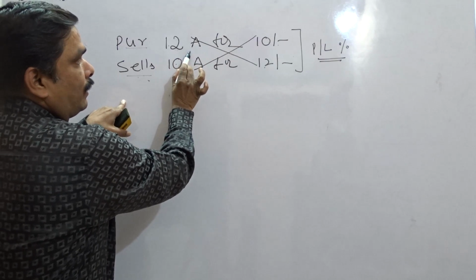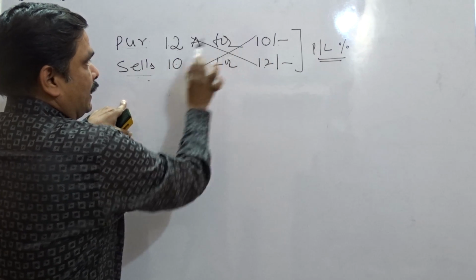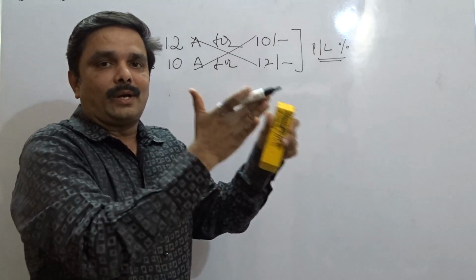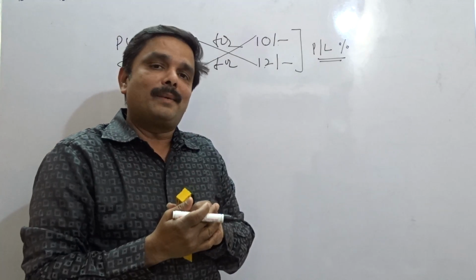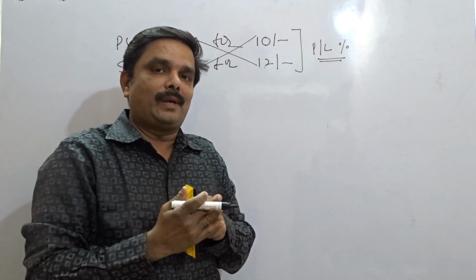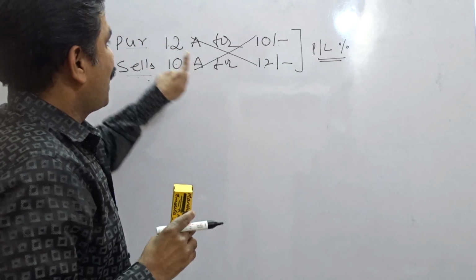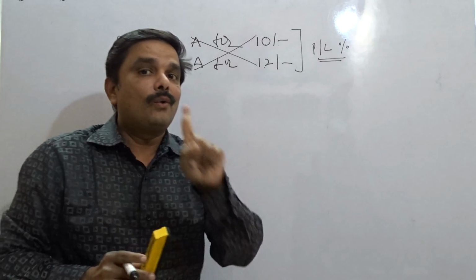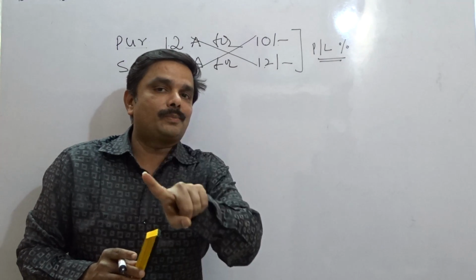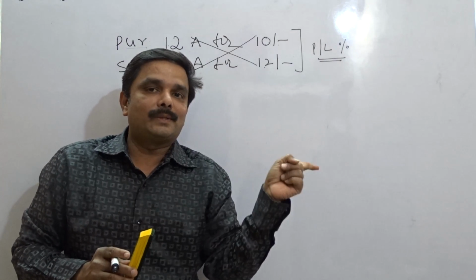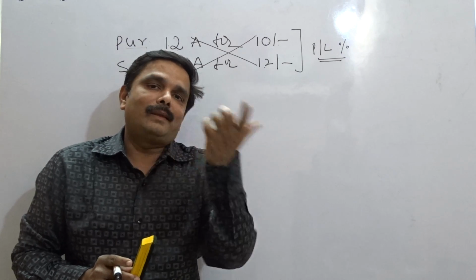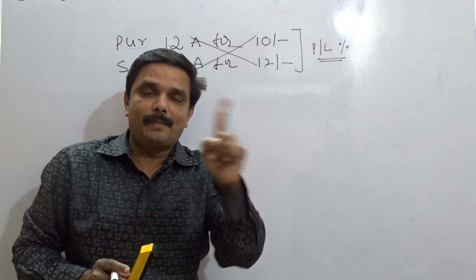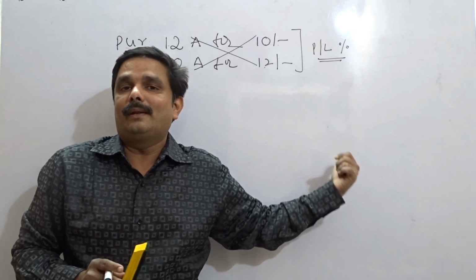Here 12 articles are being purchased for 10 rupees. 10 are sold for 12 rupees. There is no common platform for cost price and selling price to be compared. I want to make a common platform here. Either you can do the question by taking the cost price for one article, calculate cost price for one article, selling price for one article. Then selling price minus cost price will give you profit. Profit divided by cost price into 100, you can get the answer.